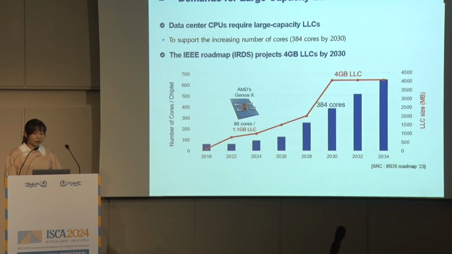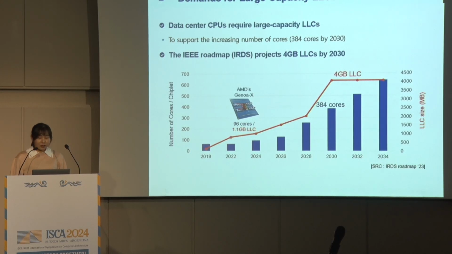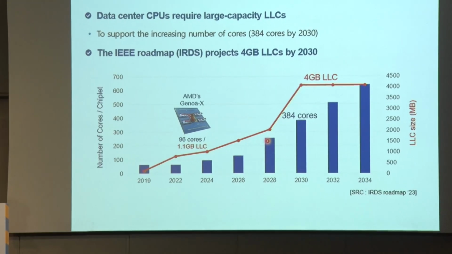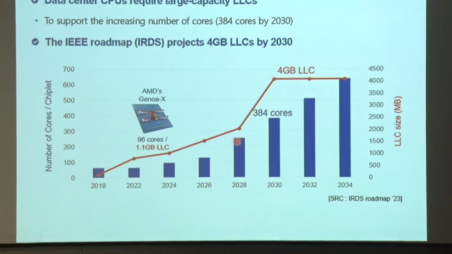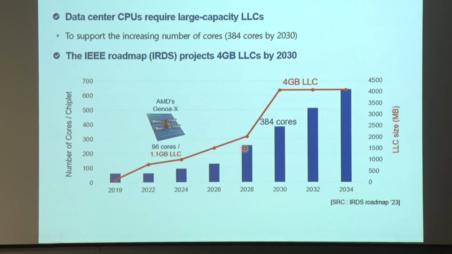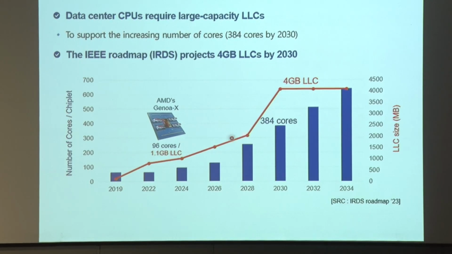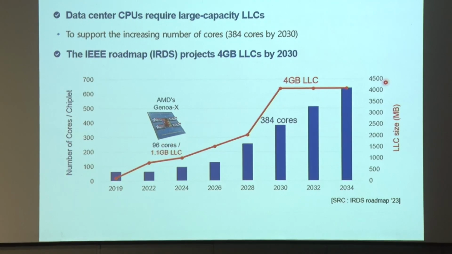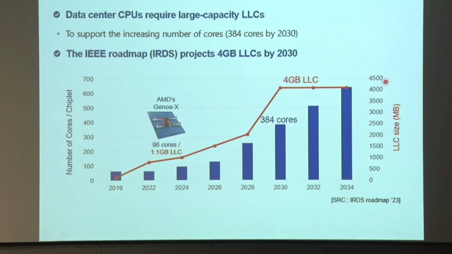As the demand for data processing continues to rise, the number of CPU cores in data centers is growing rapidly. Looking to the future, the International Roadmap for Devices and Systems predicts that by 2034, CPUs could have up to 640 cores. However, as shown by the red line graph, the increase in core count must be matched by an expansion in last-level cache size.